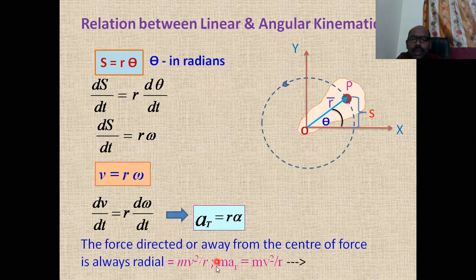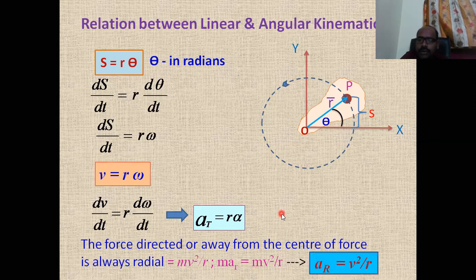If it is a radial force, actually force is equal to ma, and since it is radial we write r as a suffix to the acceleration, m into a_r. So that is equal to mv square by r. By comparing the two terms on both sides of the equation, we get a_r is equal to v square by r. This is the radial acceleration.